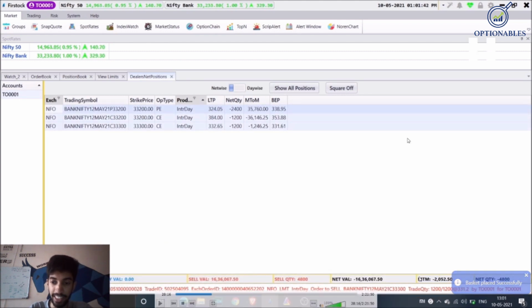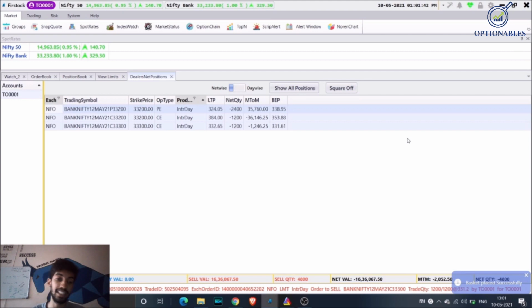Now you can see the M2M at 1 o'clock is still negative 2000, which means in half an hour, from 12:30 to 1 o'clock, not much change has been seen, and we have taken two positions now. We are slightly higher on the call side. You can see that here there's 384 and these two are pretty well balanced.